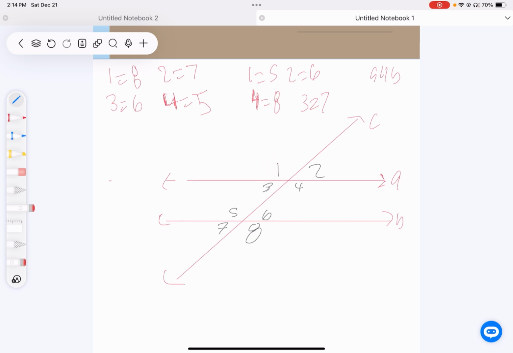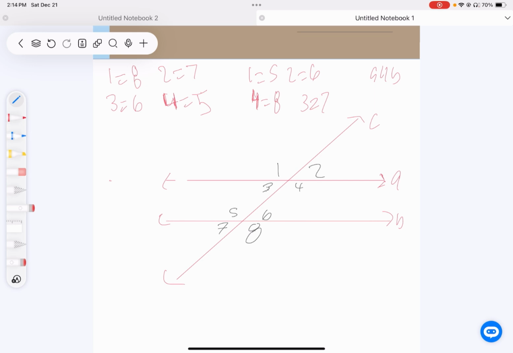Now we can move on to a very similar concept using vertical angles. So vertical angles are essentially just angles that are opposite of each other. So for example, 1 and 4, 2 and 3, 5 and 8, 7 and 6. These are all equal to each other because you could just tell visually that 1 is opposite to 4, 2 is opposite to 3, 5 is opposite to 8, 7 is opposite to 6.